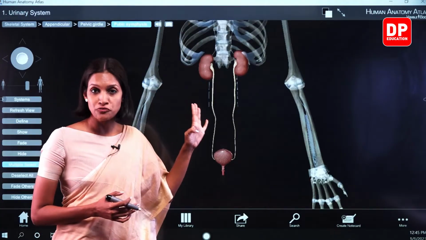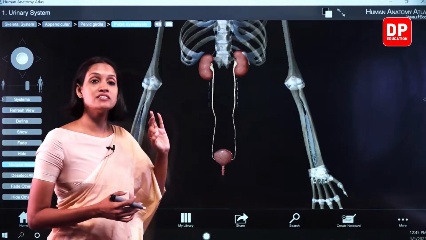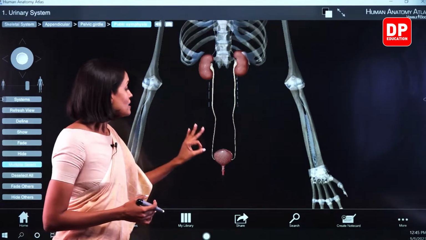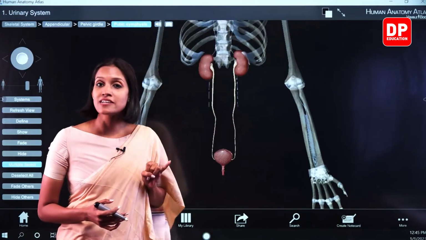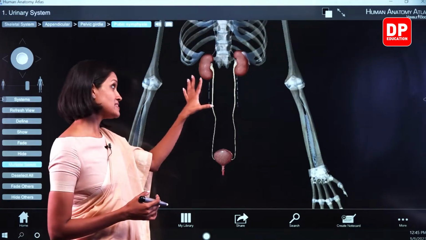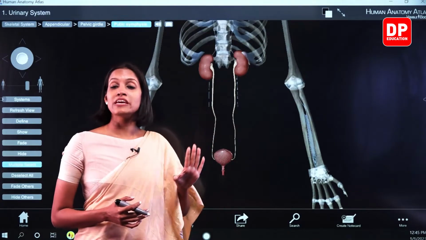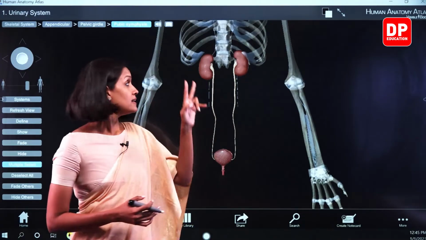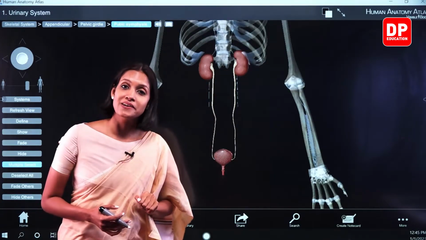Kidneys, one type of organs. Right? Ureters, two ureters also another type of organs. Right? Bladder is another type of organ. Urethra is another type of organ. Therefore, when you consider this particular system, this is made as a combination of four main organs. Kidneys, ureters, bladder and urethra.